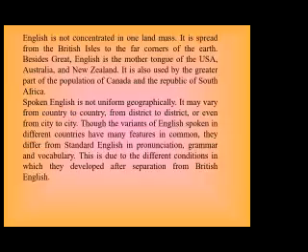Spoken English isn't uniform. It might vary from country to country, from district to district, or even from city to city. Though the geographical variants have many features in common, they differ from standard English in pronunciation, grammar, and vocabulary. This is due to the different conditions in which they developed after separation from British English.